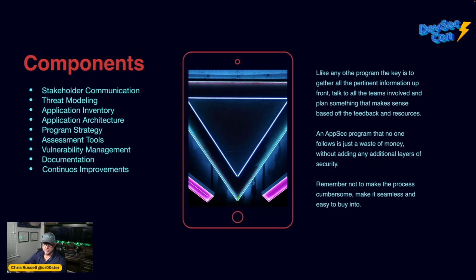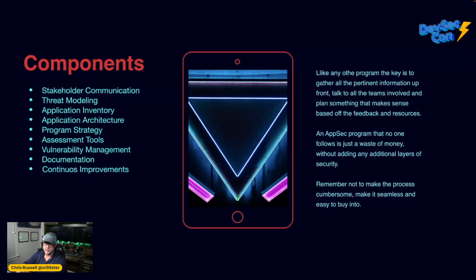You've got to do an application inventory, so you're covering all your applications. If you're only doing some sort of AppSec for 20% of your organization, you're not really covering what you need to cover. Application architecture: understand how everything's built together, how everything's intertwined, what services talk together, what workloads talk together. Program strategy: again, as a CISO, I have to sit down and think about what the strategy of a program is.